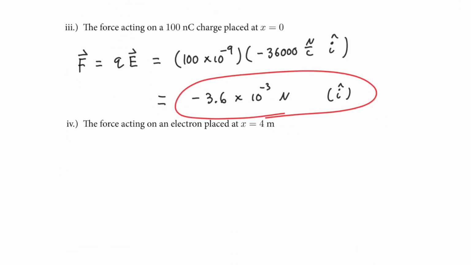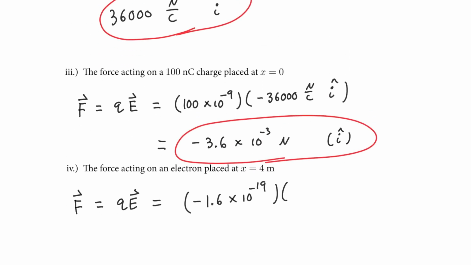Next, let's do an electron placed at x equals 4. Once again, we'll use F equals QE. We actually do know Q. This is in our reference sheet. Q for an elementary charge, proton or electron, is 1.6 times 10 to the minus 19th coulombs, but an electron is negative. So I will attach that negative because this handles the idea of reversing the field direction. And at x equals 4, we said the field was positive 36,000 newtons per coulomb i hat.